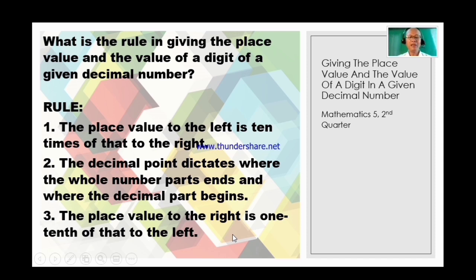Rule number 3, the place value to the right is 1/10 of that to the left. This is for the decimal numbers. Number 1 is for the whole number. Number 3 is for the decimal number. So the value of the digit to the right is 1/10 of that to the left, or you divide it by 10. Okay, I will give you more illustrations to master this concept.